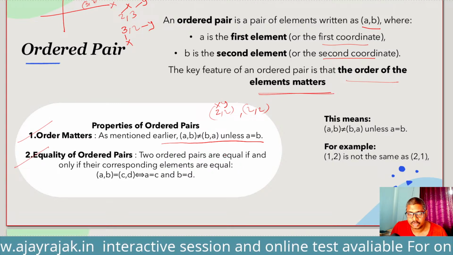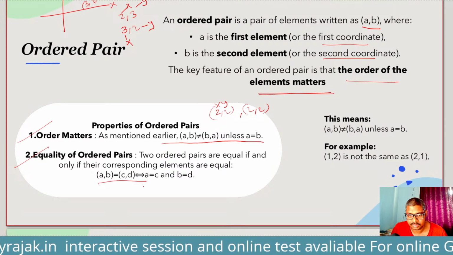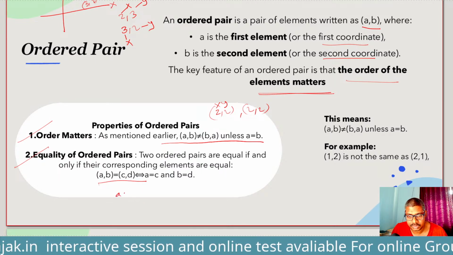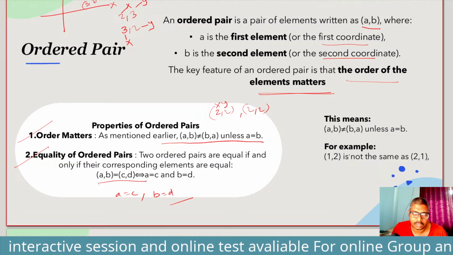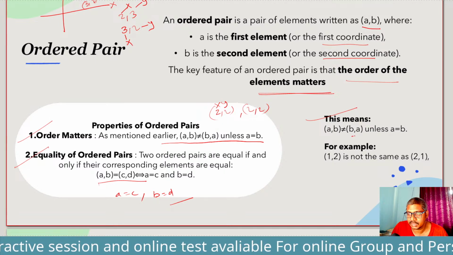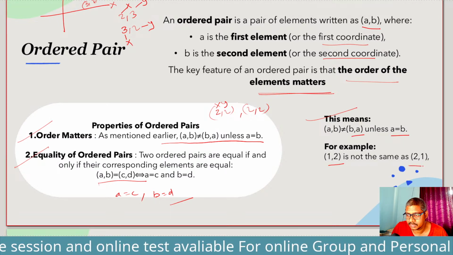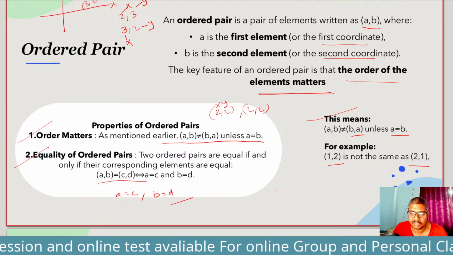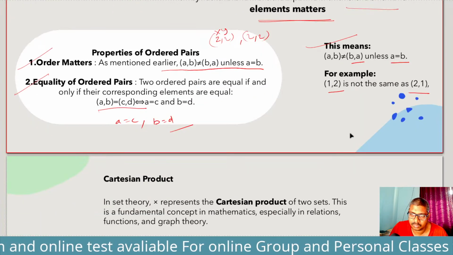Equality of ordered pairs. Two ordered pairs are equal only if their corresponding elements are equal. So if a equals c and b equals d, then we can say the ordered pairs are equal. (a, b) is not equal to (b, a) unless a equals b. For example, (1, 2) is not the same as (2, 1), and definitely 1 cannot be equal to 2. If they were, then it would be (2, 2) only.